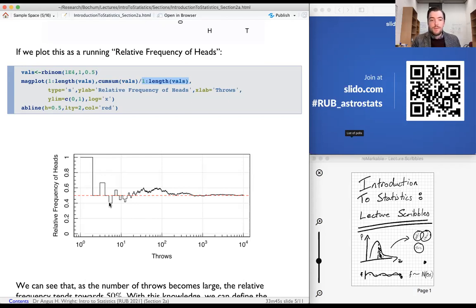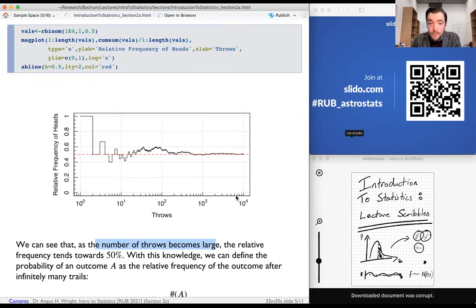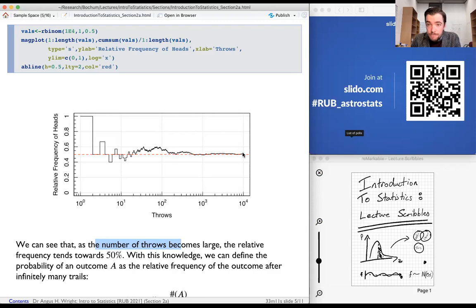Now, one of the things that we can see here is that as the number of throws becomes large, and I mean very large, this is a logarithmic plot covering 4 decades in value, going all the way out to 1,000 and 10,000 tosses of our coin, in the limit of a large number of throws the relative frequency of finding a head approaches 50%.